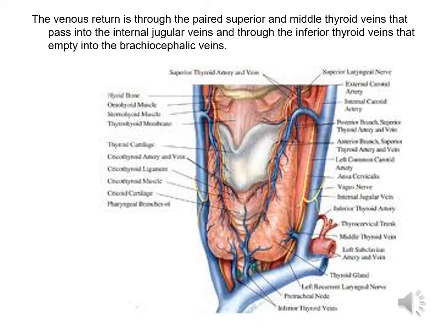The venous drainage. The venous return is through the paired superior and middle thyroid veins that pass into the internal jugular vein, and through the inferior thyroid vein that empties into the brachiocephalic veins. حقيقة الدرينج venous drainage ليس 2 vein ولكن 3 vein: superior, middle, and inferior thyroid vein. The superior and middle thyroid veins drain to the internal jugular vein, and the inferior thyroid vein drains directly to the brachiocephalic vein.